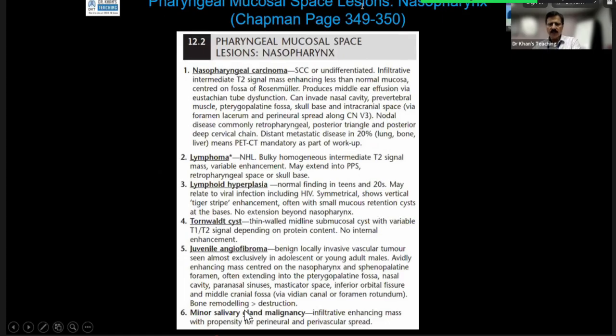So this is pharyngeal mucosal space lesions in the nasopharynx. This is from your Chapman. And I think the most important one is nasopharyngeal carcinoma. And it has come in the exam where they have shown an MR. I'll show you today also of a neck swelling. And this is what happens in the real world also. So beware of it. A patient will present with neck swelling, which will be a lymph node. And there will be an unknown, hidden primary, and the primary will be in the nasopharynx. So that becomes an important case for your day-to-day radiology also.